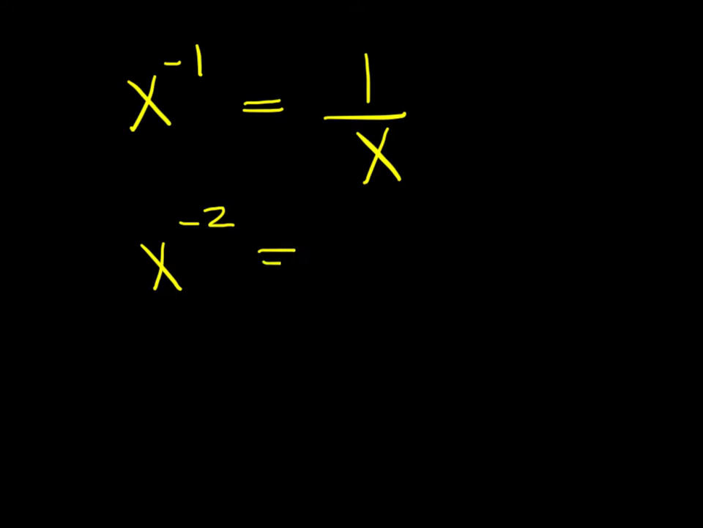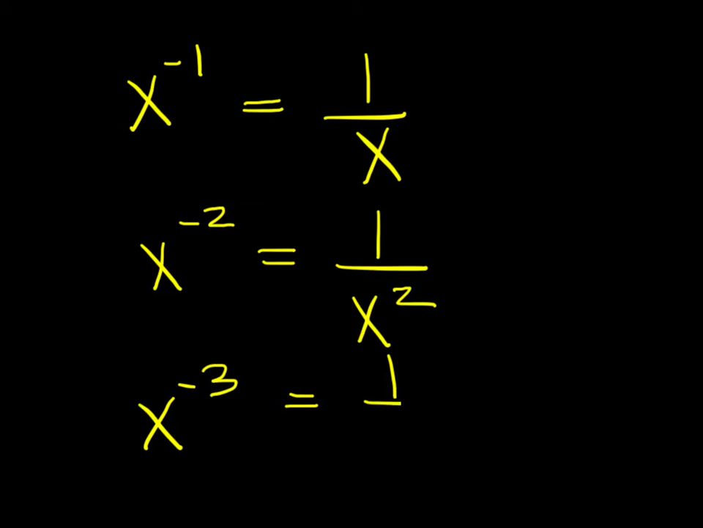The first example today is this. X to the negative 1 power is the same thing as saying 1 over x. X to the negative 2 power is the same as 1 over x squared. If you had x to the negative third, that's 1 over x to the third power.